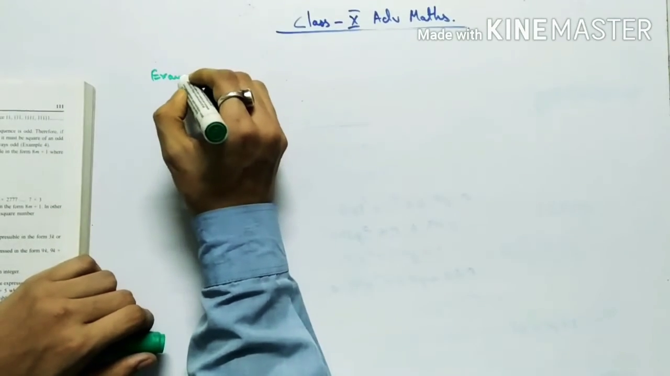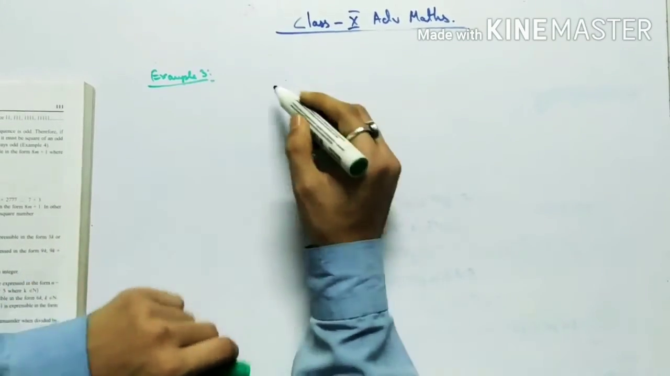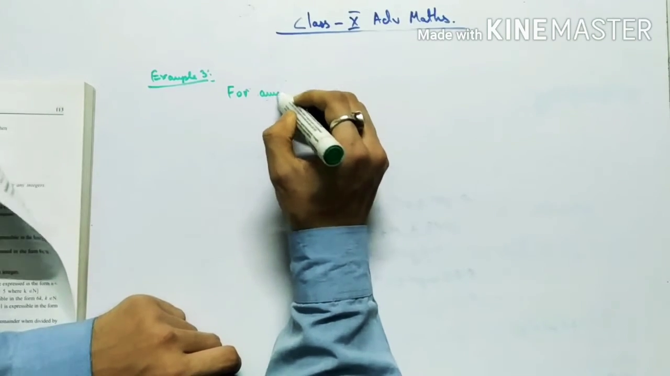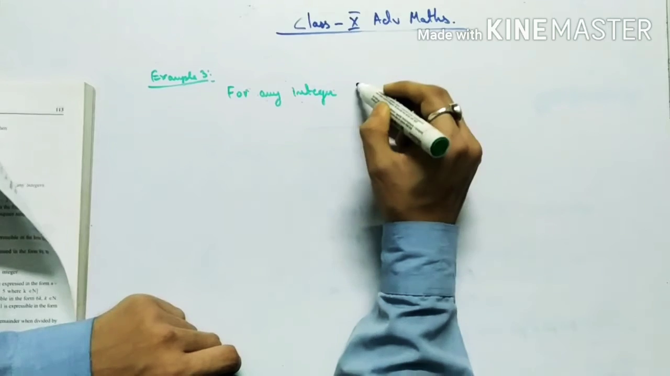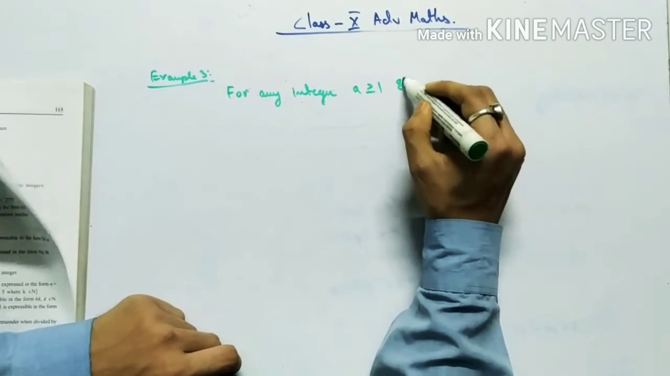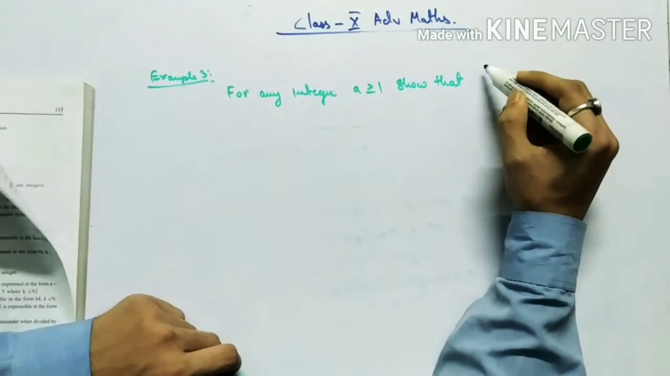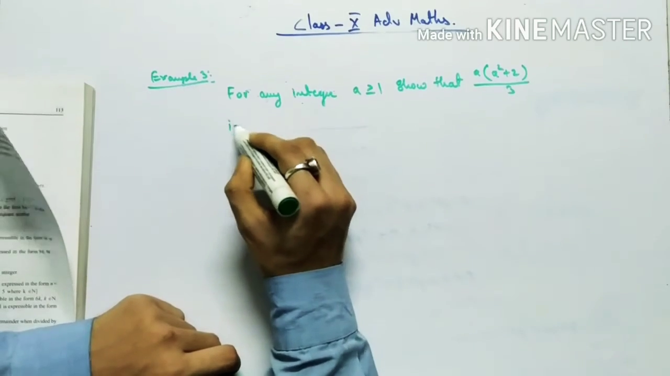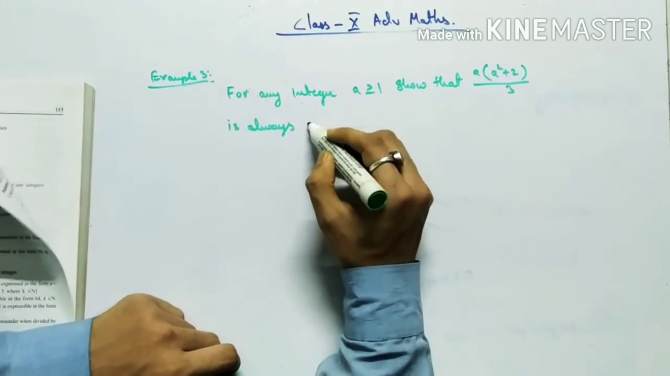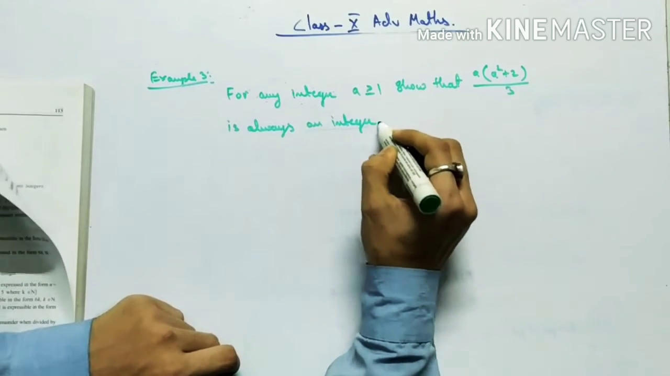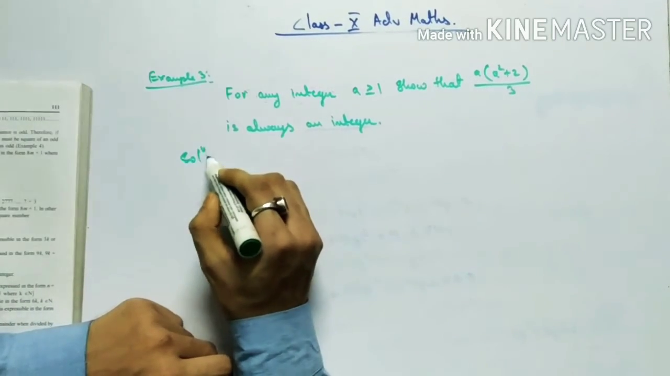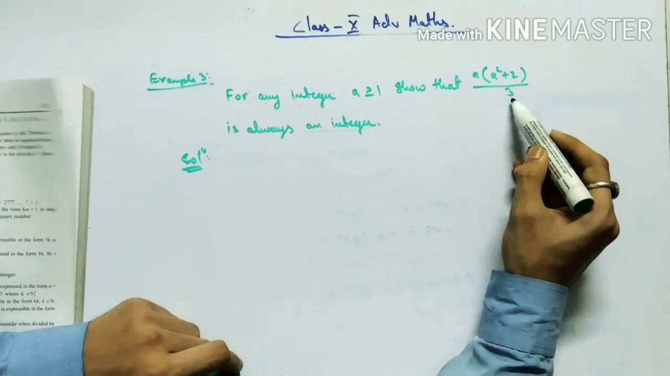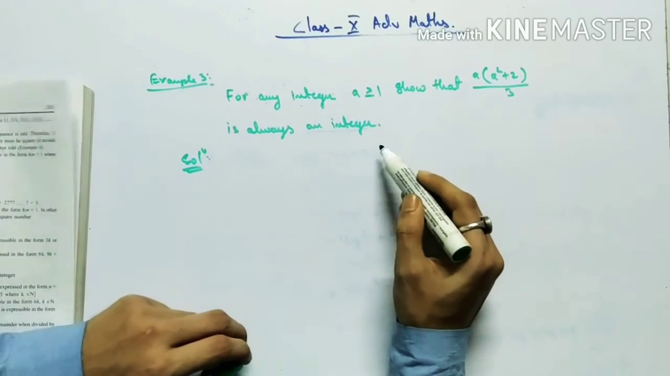Okay. So now next I will go to example 3. Example 3: for any integer a greater than or equal to 1, show that a square plus 2 by 3 is always an integer.